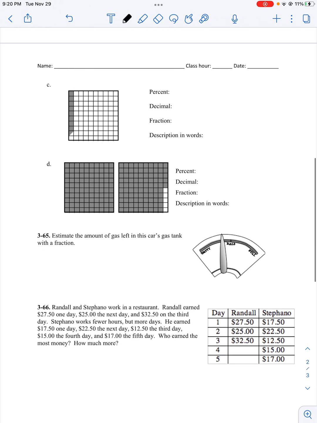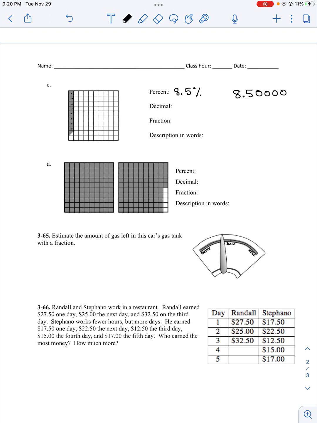Part C, I have 1, 2, 3, 4, 5, 6, 7, 8 and a half. It's 8.5%. So my decimal, if I have 8.5, and remember, I can have all these zeros at the end. I can have an endless number. I'm not changing my number because it's after my decimal point.